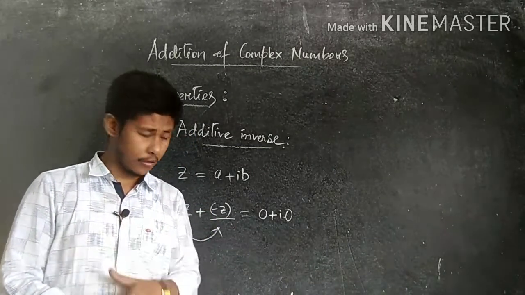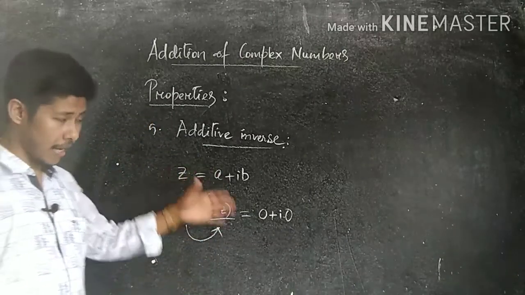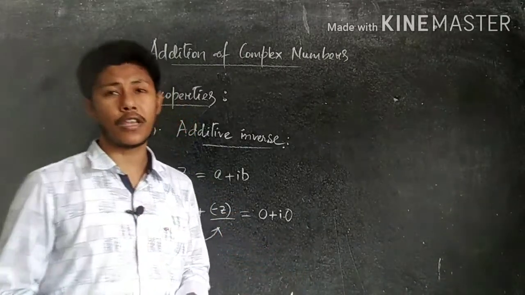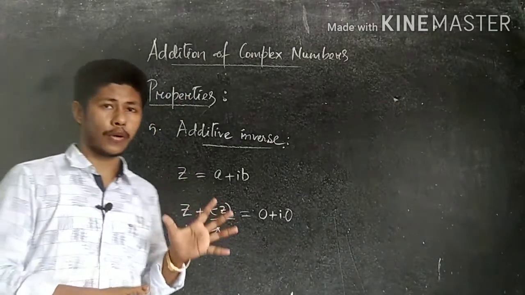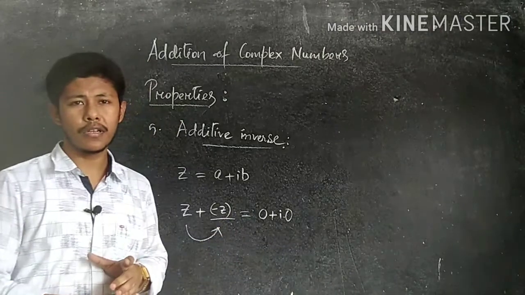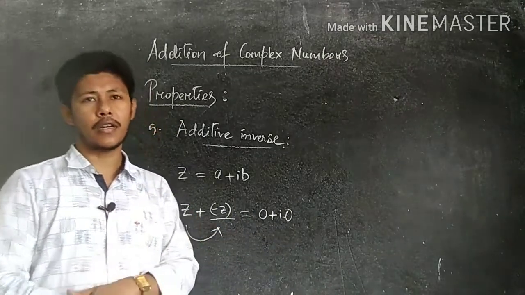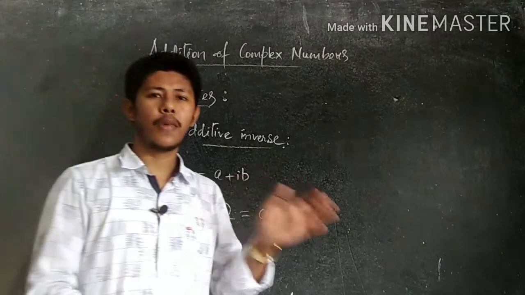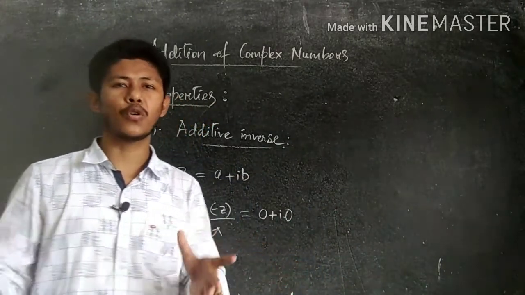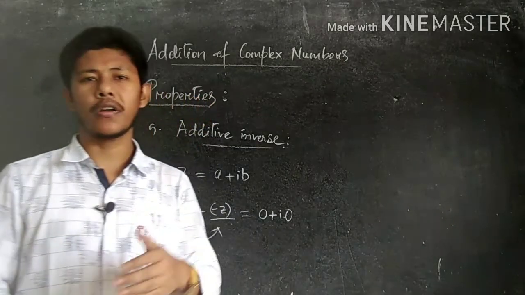I think all of you understood this one, what is additive inverse and additive identity. Don't confuse about additive identity and additive inverse, because these two are very important. I think all of you understood this. So in our next class we discuss the remaining part, that means the subtraction part, the multiplication part, and many more to come. So I hope all of you understood here.